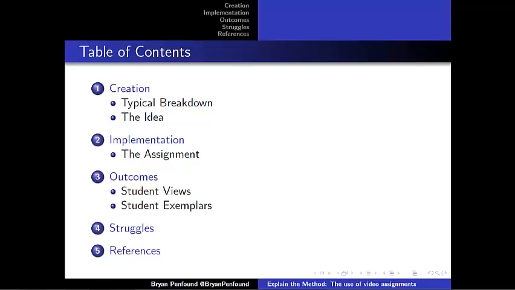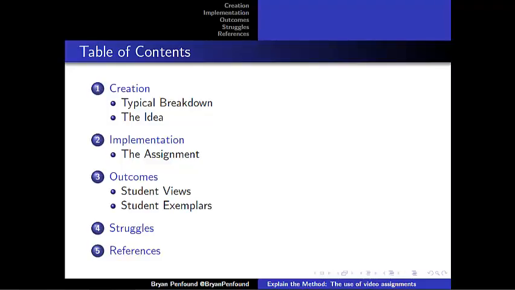To give you an idea of where the presentation is going to go, I'll talk about first creation. So this is kind of looking at my course overall, giving you an idea of what a usual breakdown is and how I came up with the idea of the Explain the Method assignment. In the second portion, we'll take a look at implementation. This means we'll view what the assignment looks like and what the expectations are for students.